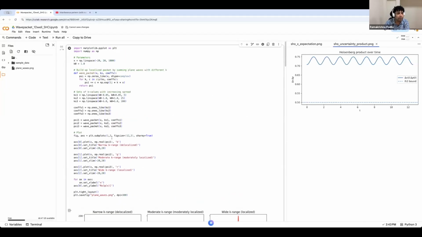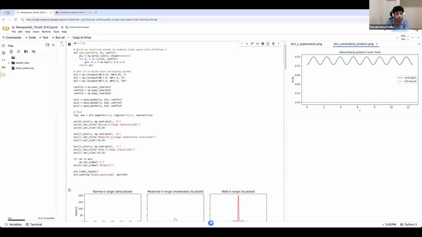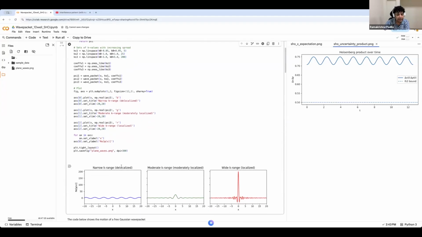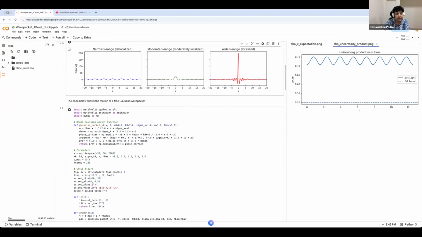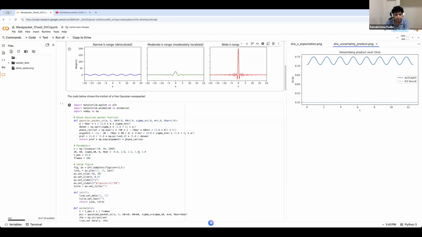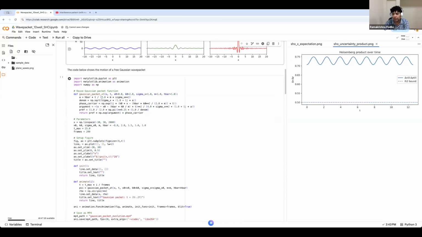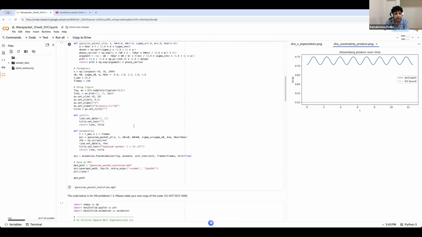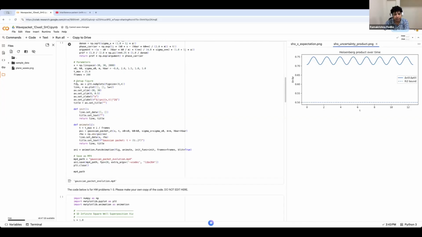So it is the same Colab notebook. You can see the first part was making the wave function itself, and then the second part is showing the motion of a free Gaussian wave packet. First we are building what a Gaussian wave packet is, just like how I described, and then we are looking at multiple Gaussian wave packets. You can run it, and I already ran that, and I have the output here. So I'm going to simply open the output instead of running it, but you can copy the code and run it.